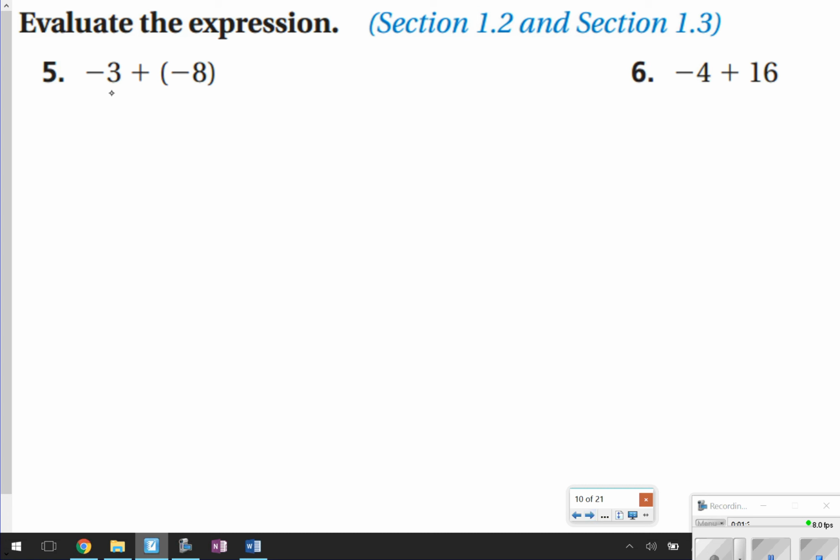Number 5, evaluating the expression. Remember, using your song: same sign, add and keep, different sign, subtract. Keep the sign of the larger value, then you'll be exact. These are both same signs, so I'm going to add and keep the same signs. I should get -11 for number 5.